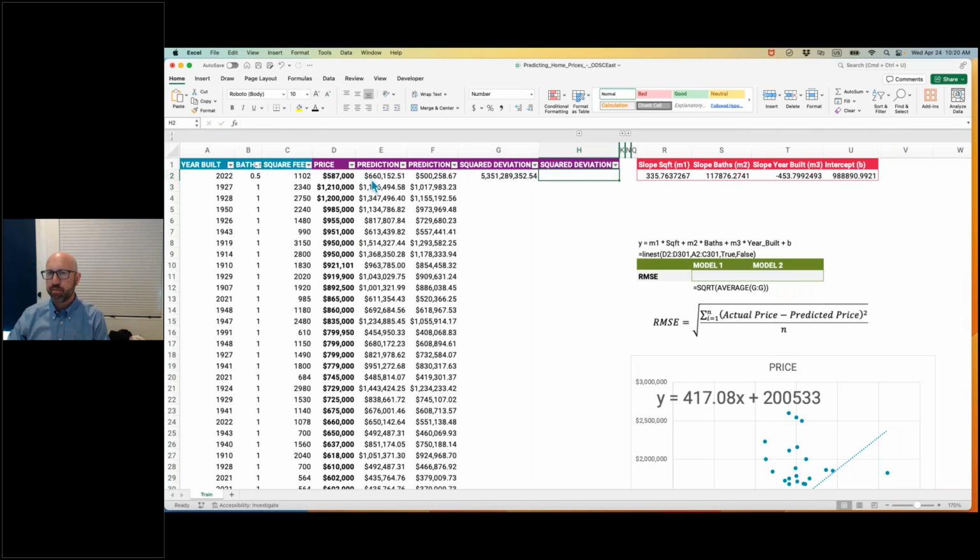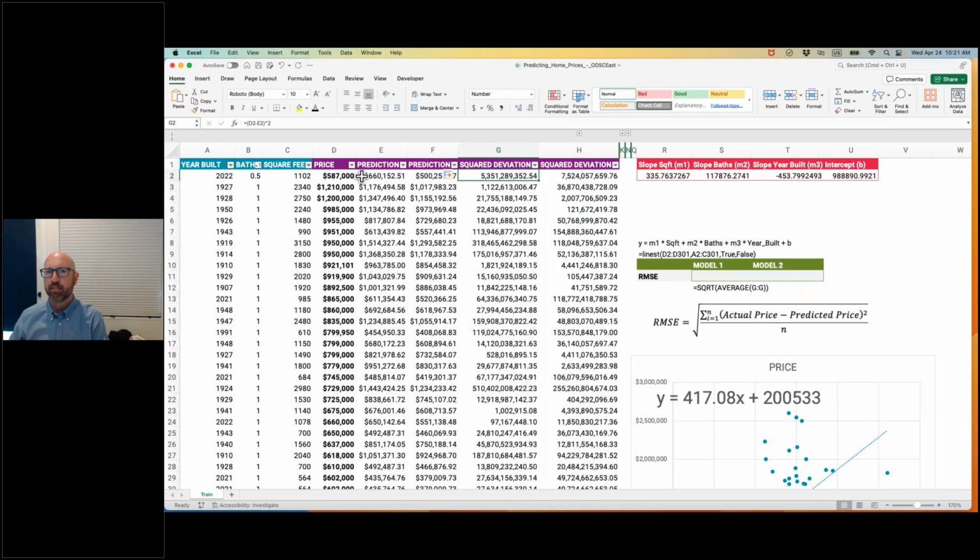And I'm going to do the same thing with my other model. So equal parentheses, price minus my prediction of the second model, and I'm going to square that. And I'm going to copy this all the way down. So now for both models, I have the difference between the price and the prediction, and it's squared. And the last thing I want to do is take the average. So in my equation, I add them all up and divide them by n, and then take the square root.